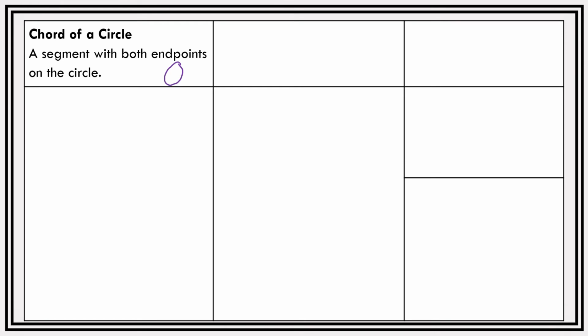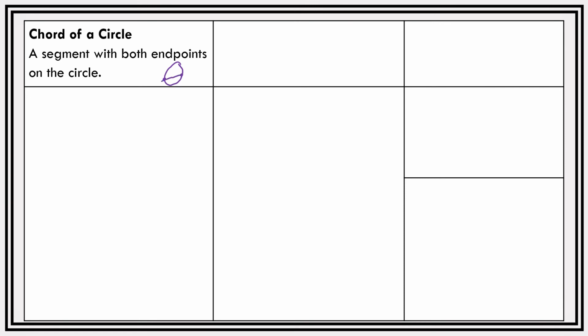All right, so we're going to move on to some definitions about circles. This stuff will be on the test, so pay attention. Know these definitions, please. The chord of a circle is a segment with both endpoints on the circle. So if I have a circle, and I have an endpoint right here, let's say, and an endpoint right here.